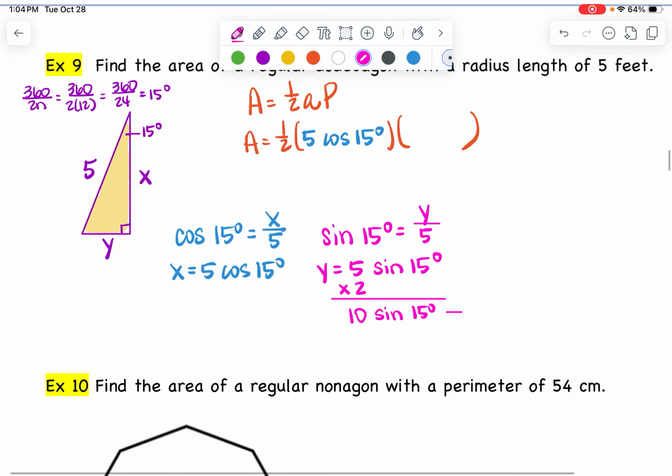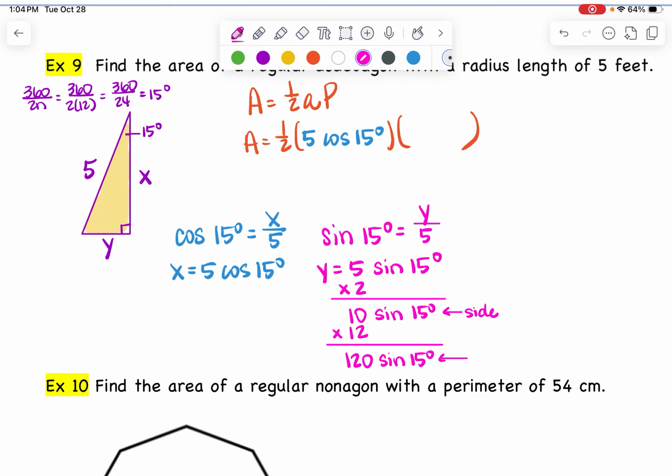Right, so that's a side length. But there's 12 of these, so I'm going to multiply this by 12, which gives me 120 sine 15. And that is our perimeter. So that is what I'm going to write up here: 120 sine 15.